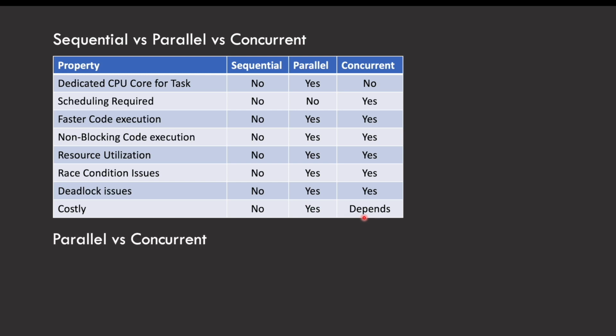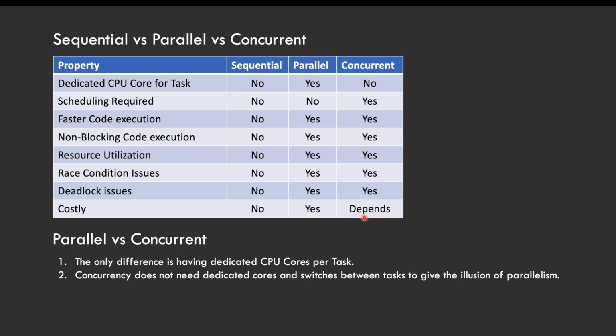So let's look at what the difference is between parallel and concurrent. The only difference is having a dedicated CPU core per task, as you saw earlier. Concurrency does not need dedicated CPU cores and switches between tasks. This is the illusion of parallelism. In concurrency, things are not always happening at the same time. The tasks are switching between one another, and this gives you the illusion that they're happening at the same time. You can say that concurrency is the illusion of parallelism.